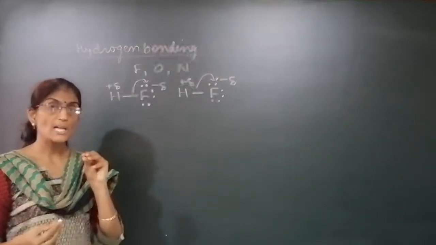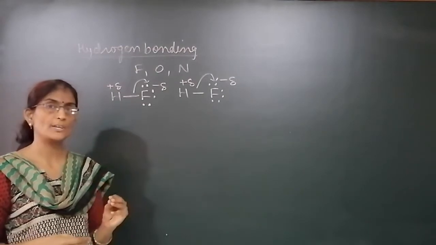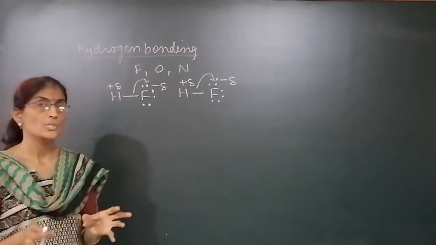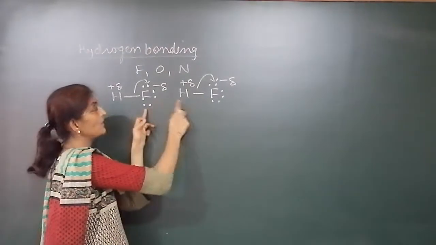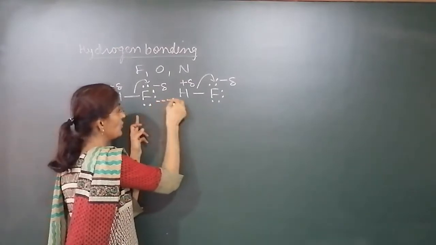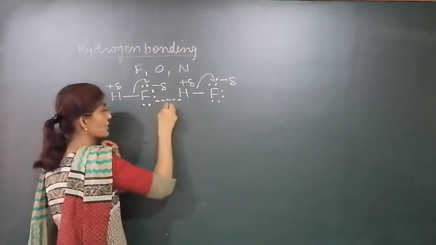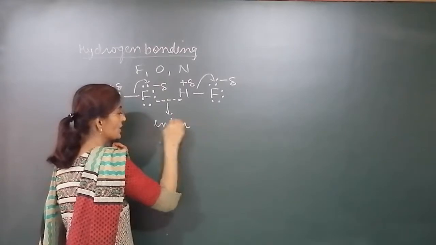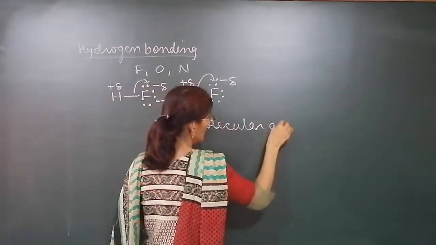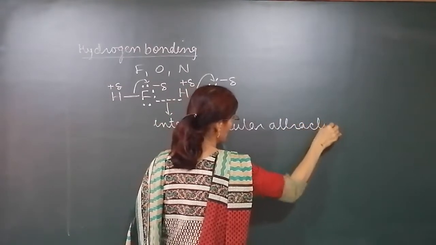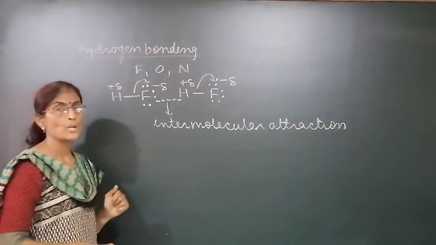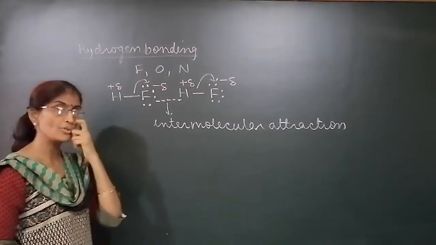Now the positively charged hydrogen is highly electropositive and fluorine is highly electronegative with negative charge. So what will happen? There is attraction between these two, fluorine and hydrogen. That attraction is shown by a dotted line, and this intermolecular attraction is known as hydrogen bond. So how to define the intermolecular attraction, hydrogen bond?